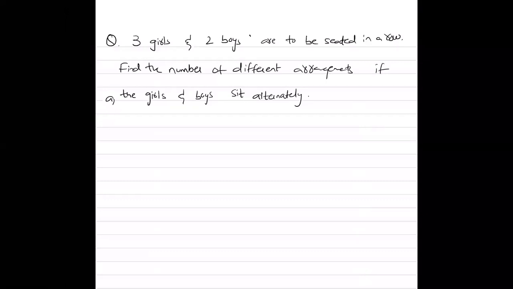Sir, will it be 3 factorial into 2 factorial? Yeah. So there are five spaces, and we want them to sit alternately. So the first position would be occupied by a girl, then boy, girl, boy, and girl. Now the girls can arrange themselves in 3 factorial ways, and the boys can arrange themselves in 2 factorial ways. So is it 12?